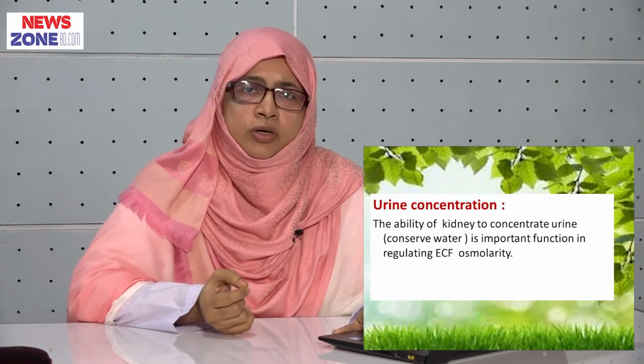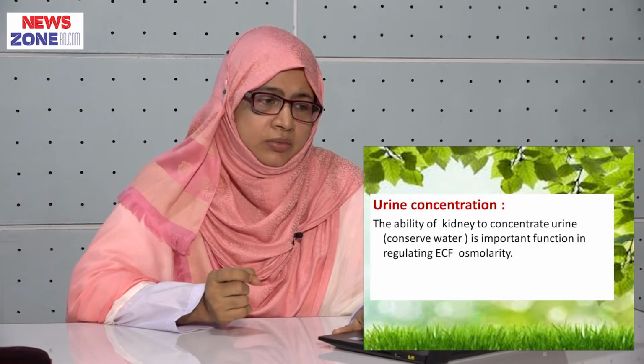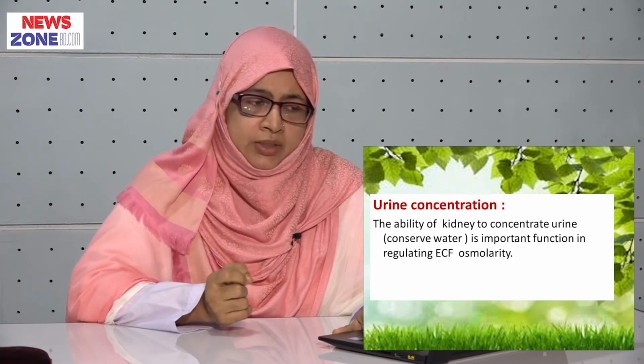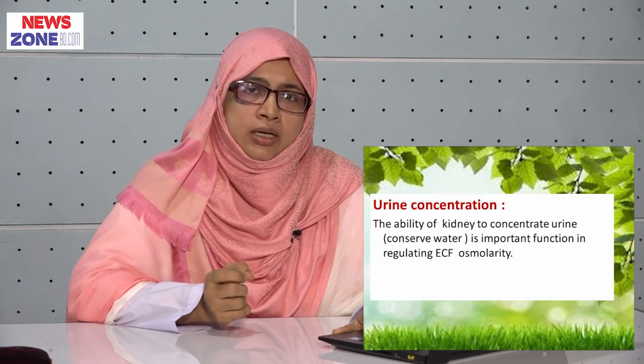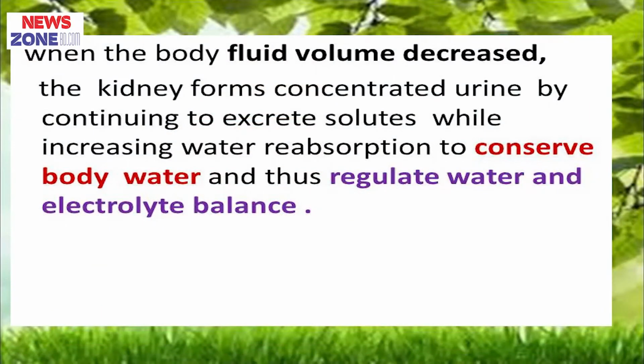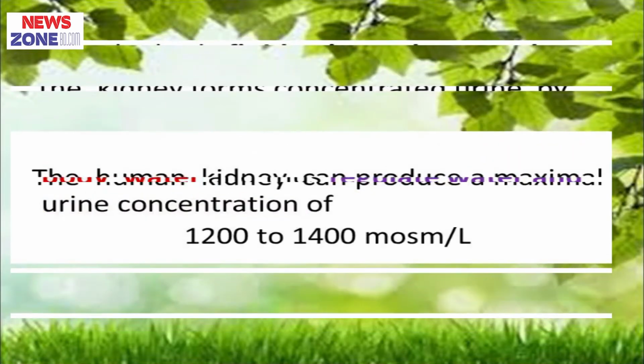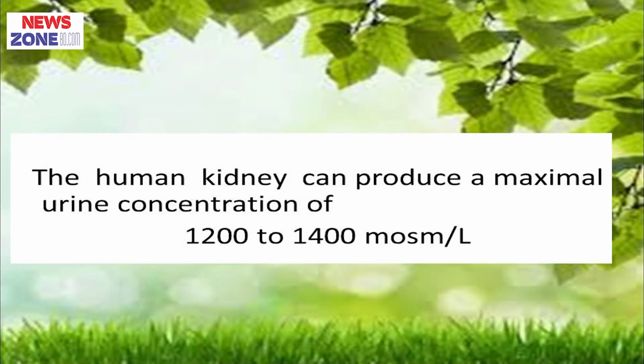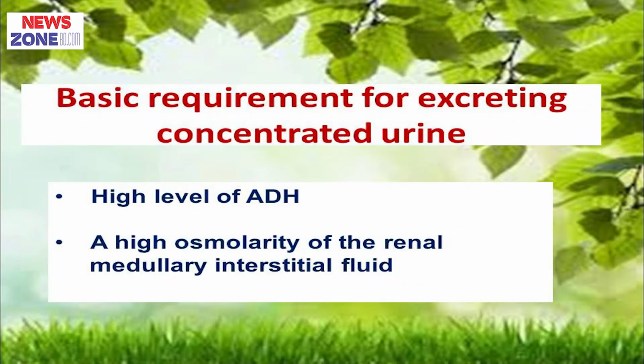The basic requirement for formation of concentrated urine is, first, the presence of ADH, and second, renal medullary interstitial hyperosmolarity. From the previous class, you know that a nephron has different parts, including the glomerular capsule, proximal convoluted tubule, loop of Henle that includes the descending limb and ascending limb of loop of Henle, and distal convoluted tubule, collecting tubule, and collecting duct.